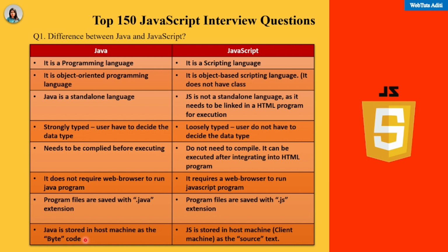Suppose there are two users, user A and user B, and user A has developed the Java code, compiled the code, and sent the bytecode file to user B. Then user B will be able to run the code, but he will not have the source code. Only user A has the source code. But in case of JavaScript, the source code is stored in the host machine, that is the client machine. He or she will have the source code. You can go and check how the coding is done in JavaScript. So this is the difference between Java and JavaScript.